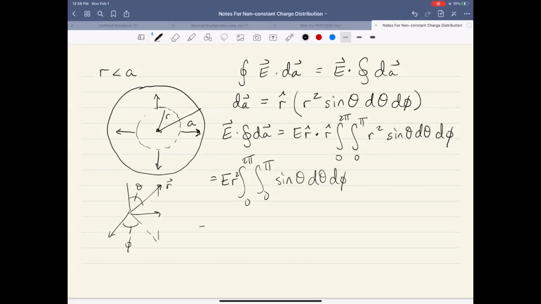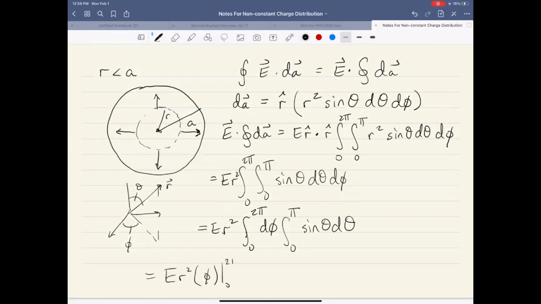Okay, so I have E r squared times the integral from 0 to 2 pi of d phi times the integral of 0 to pi sine theta d theta. It's supposed to be a 2. I should make it look like a 2. Sorry. R squared. There. Okay, now the integral of d phi is phi. So this is E r squared times phi, evaluated from 0 to 2 pi. And then the integral of sine of theta is minus cosine of theta. And then you evaluate that from 0 to pi.